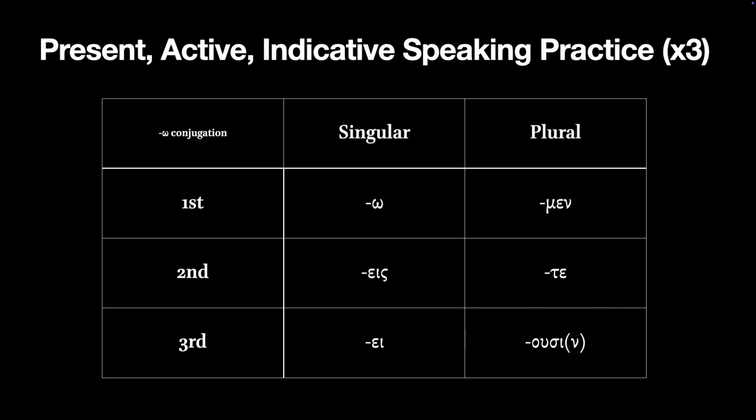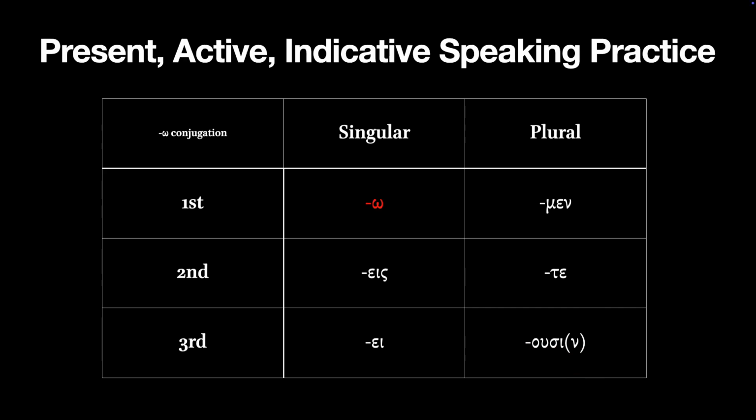And just a note that on the usi down here, we're just going to say it as usi rather than with the nu in there. So usi, not usin, in how I am going to say this. So let's go ahead and jump on in. We have o, eis, ei, omen, ete, usi.